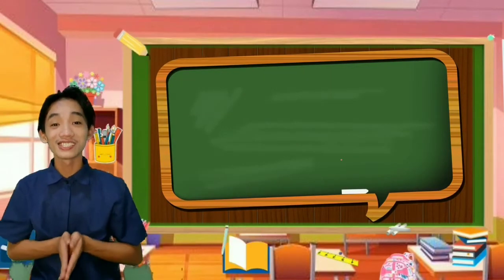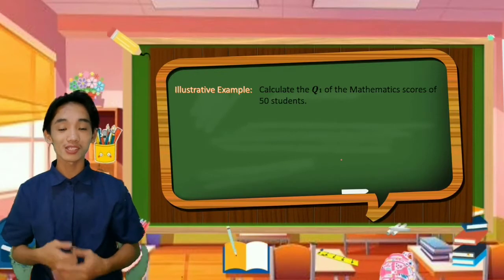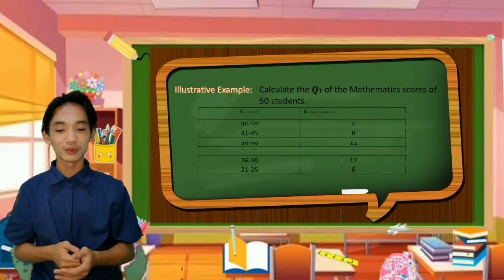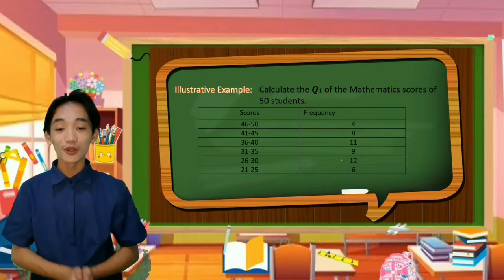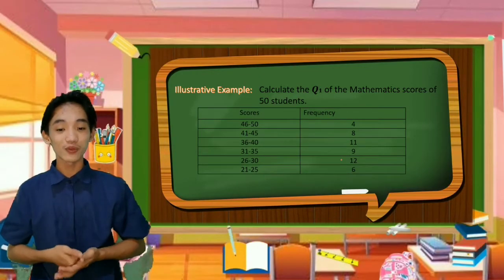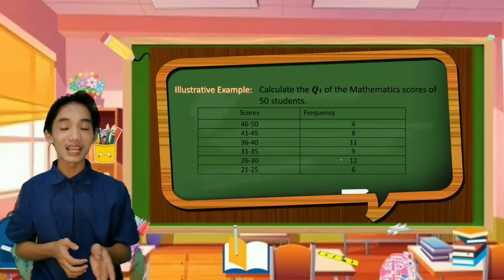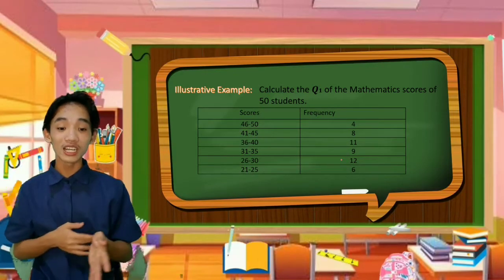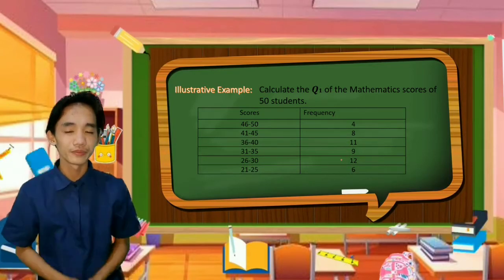Let us try some examples. Calculate the Q1 of the mathematics scores of 50 students. In the score column, there are 46 to 50, 41 to 45, 36 to 40, 31 to 35, 26 to 30, and 21 to 25. In the frequency column, there are 4, 8, 11, 9, 12, and 6.